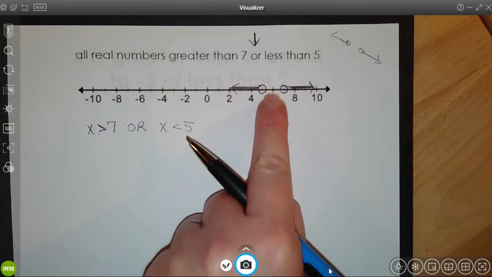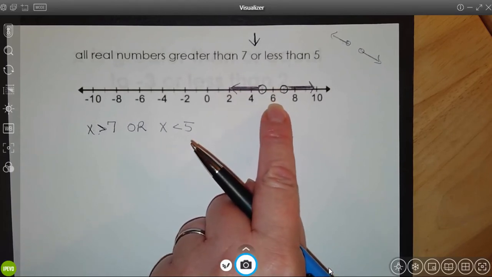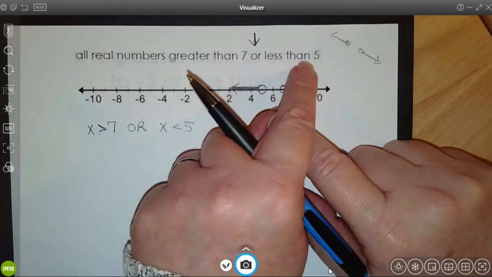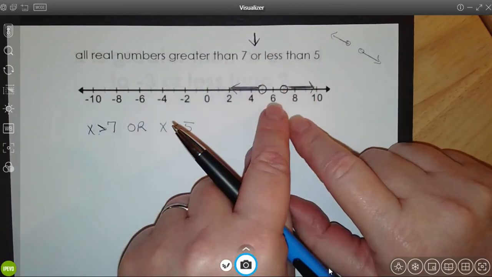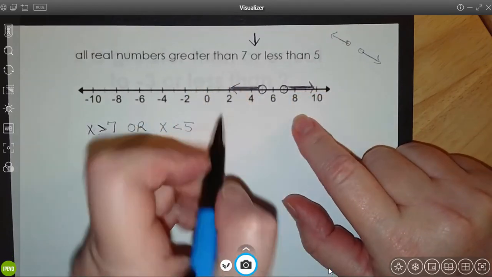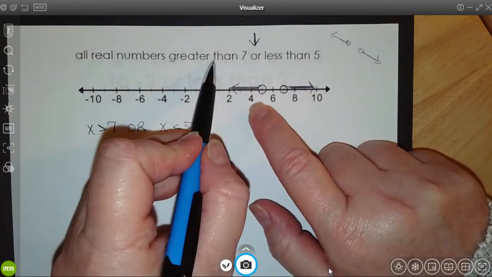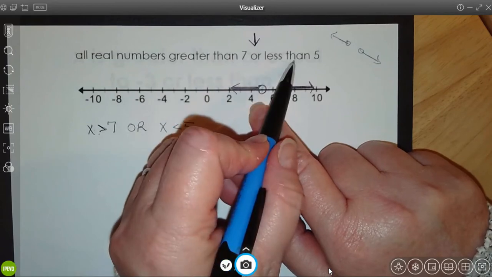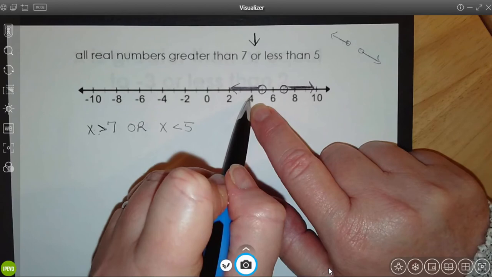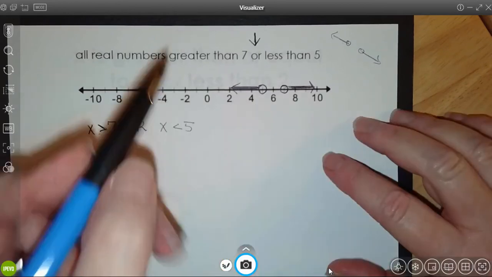So I can test the 6 in here. It's not colored in, so it shouldn't work. Is it greater than 7? No. Is it less than 5? No. So I shouldn't color that in, and I didn't. I colored in away. Let's try the 4. Is it greater than 7? No. Is it less than 5? Yes. And since it says or, it only has to fit one of those, and it fits one of those.